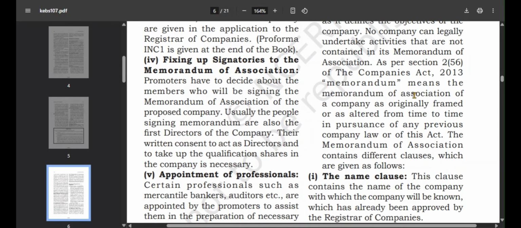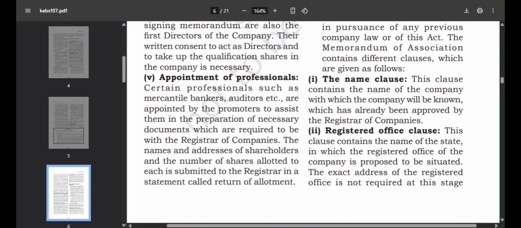Your fifth function of the promoter is appointment of professionals. Certain professionals, such as your bankers and your auditors, are appointed by promoters to assist them. Your promoter is not so multi-talented that they will do the work of a banker, auditor, or expert as a whole. No, they cannot do that. So they are given professionals like bankers and auditors, so that they can assist them in preparation of necessary documents which are required to be with the registrar of companies.